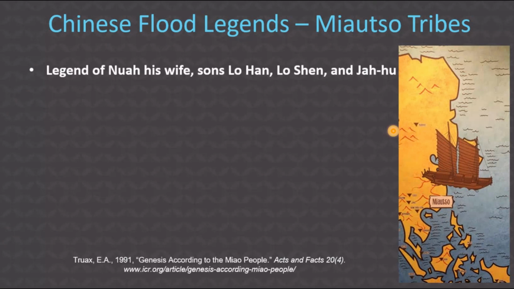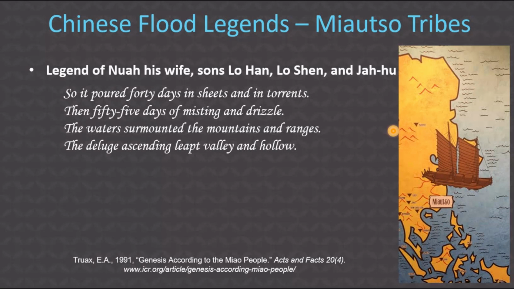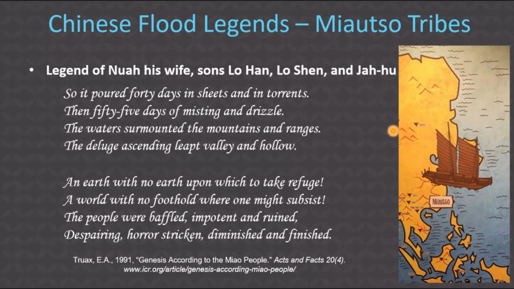And this legend of Noah, his wife and sons, Lohan, Loshen, and Jahu. And here's how the story goes in the Chinese flood legend. So it poured 40 days in sheets and in torrents, then 55 days of misting and drizzle. The waters surmounted the mountains and ranges. The deluge ascended, leapt valley and hollow, and earth with no earth upon which to take refuge. A world with no foothold where one might subsist. The people were baffled, impotent, and ruined, despairing, horror-stricken, diminished, and finished.